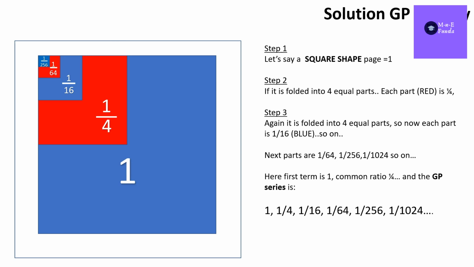Here the first term is 1 and the constant common ratio is 1/4. So the GP series will be like this: 1, 1/4, 1/16, 1/64, 1/256, and so on. I think you enjoyed this GP activity.